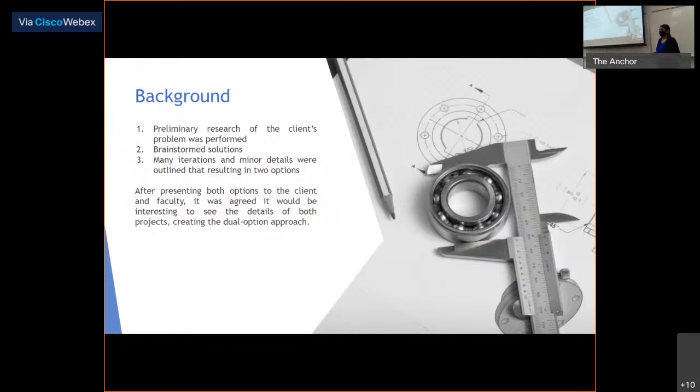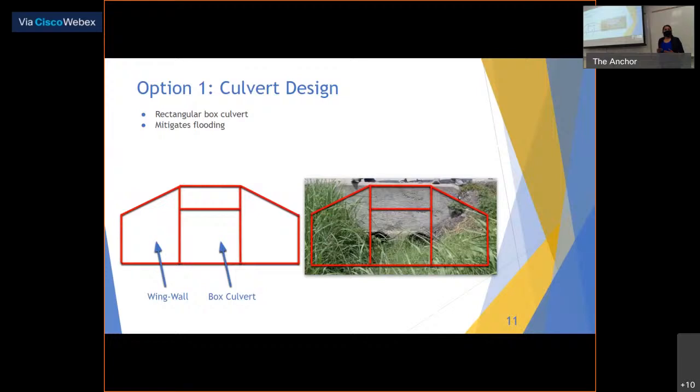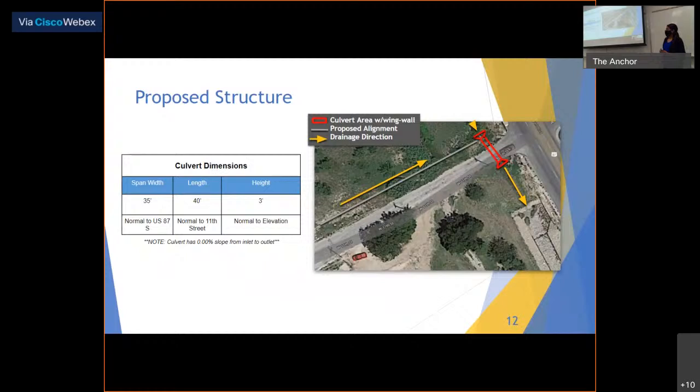Option one was our culvert design, which we decided to go with the rectangular box shape that should be able to reduce flooding, as shown in the image. The proposed structure would have a width of 35 feet normal to US 87, a length of 40 feet normal to 11th Street, and a height of 3 feet normal to elevation, which will be discussed by the hydro team later on.